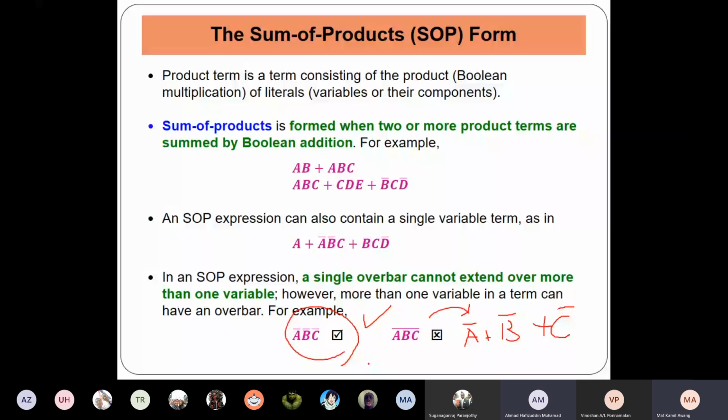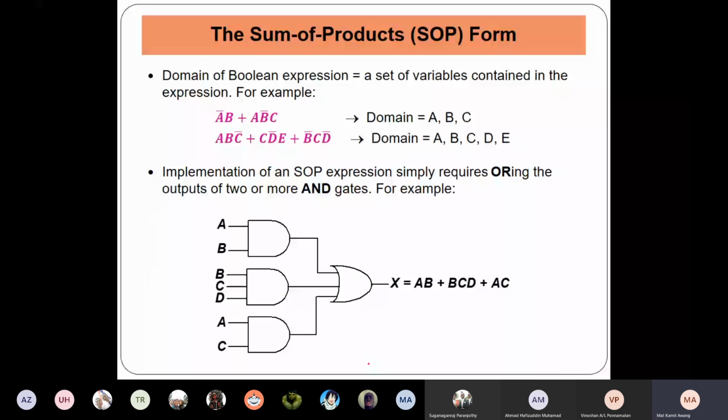The domain of a Boolean expression is equal to the set of variables contained in the expression. For example, A bar B plus A B bar C. The domain is basically A, B, C. This is domain A, this domain B, this domain A, this domain B, and this domain C. So basically you have three domains: A, B, and C. For this other example, we have A, B, C, D, E as the domain. The domain is actually a set of variables.